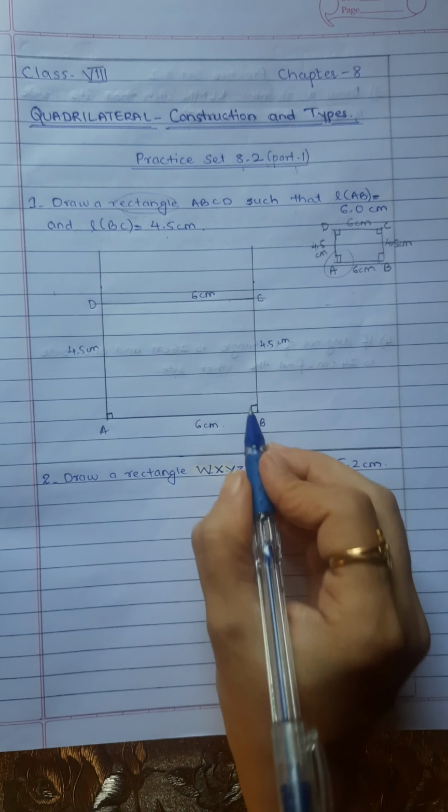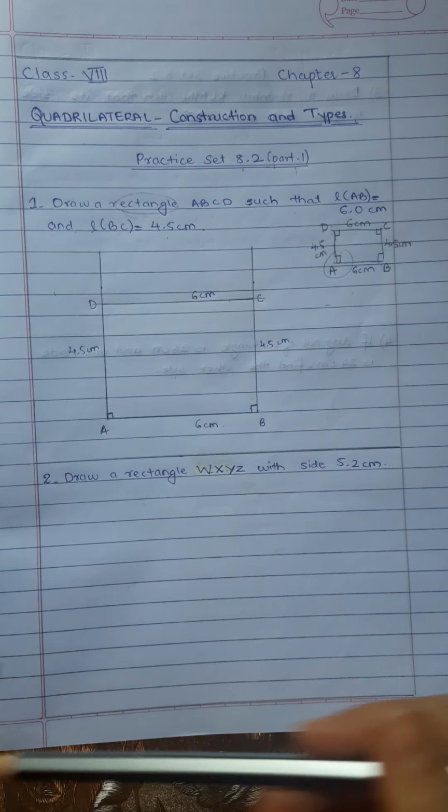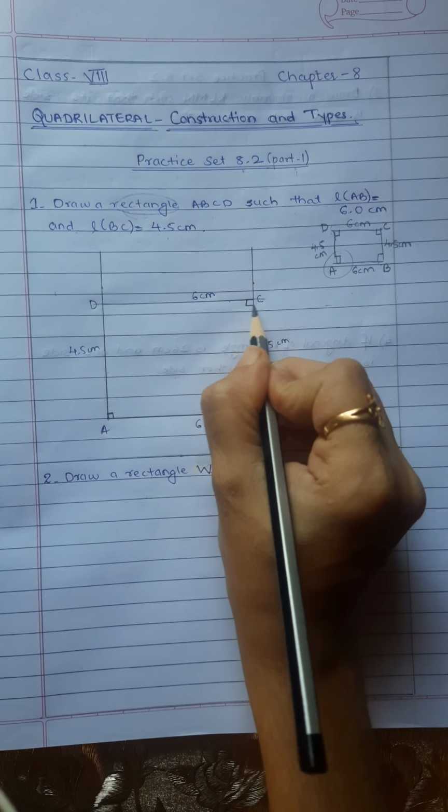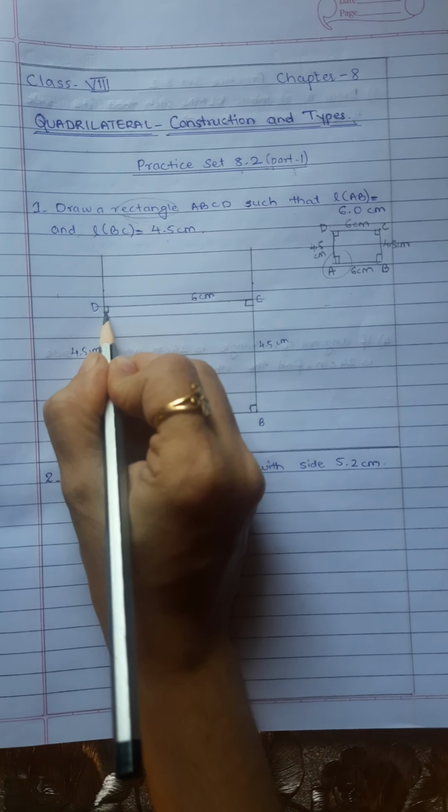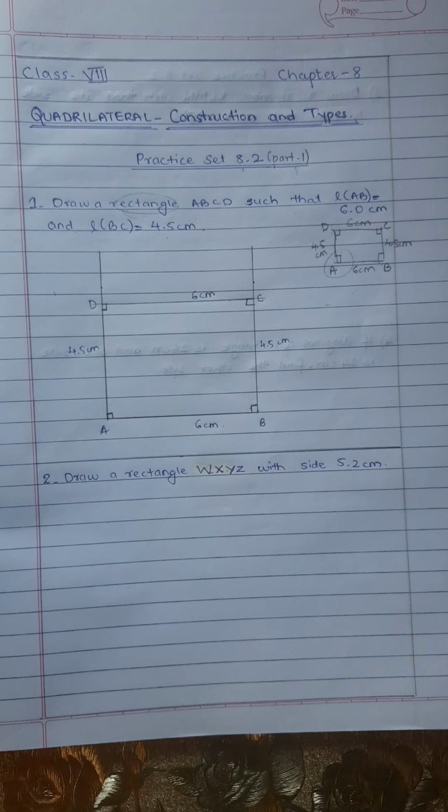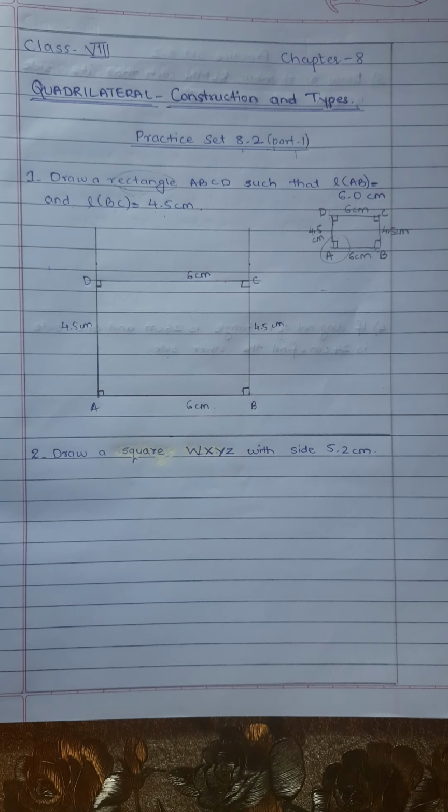This is a 90 degree angle. These two angles are 90 degrees. Angle C will also be 90 degrees. Angle D will also be 90 degrees. So here a rectangle ABCD is ready. Let's start with the second question now.